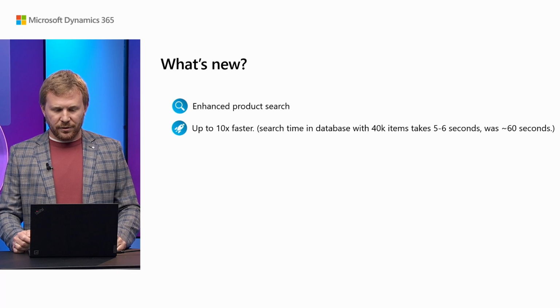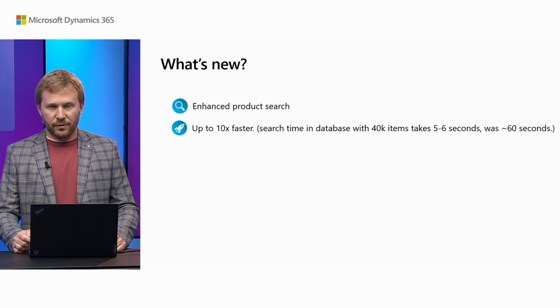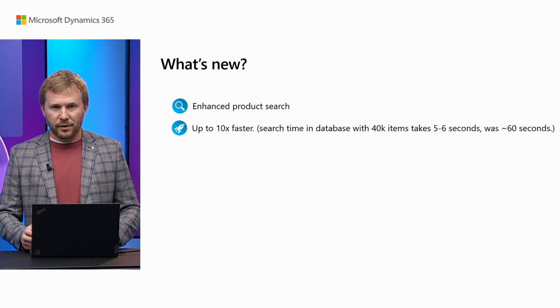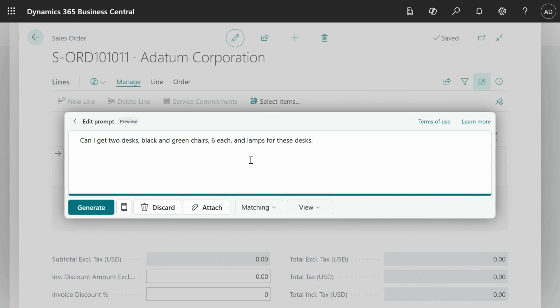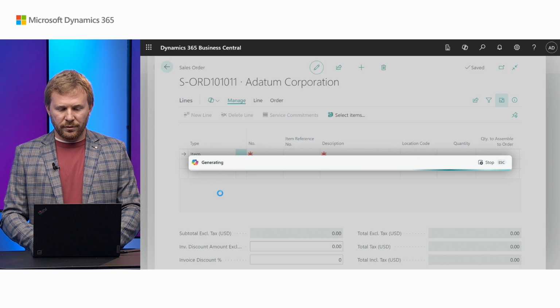Now, number two is that product search now works up to 10 times faster. For example, for a database with 40,000 items, the search time has decreased from 60 seconds to just 5-6 seconds. Let me give you a brief example. Here I'm requesting for 2 desks, black and green chairs, 6 each, and lamps for these desks. I click Generate.